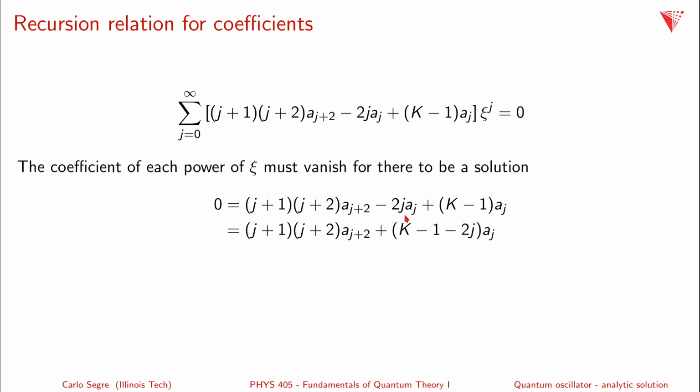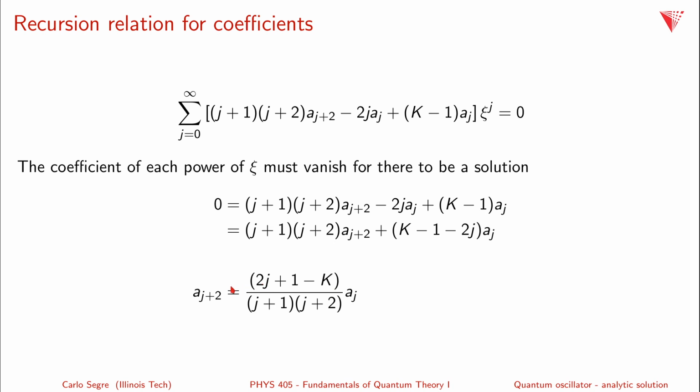Well, I can group the a sub j's, and I'm going to get j plus 1 times j plus 2 times a sub j plus 2 plus k minus 1 minus 2j a sub j. And that means I can solve for a sub j plus 2 in terms of a sub j. So if I know the a sub j, I can get a sub j plus 2, then I can put a sub j plus 2 in here and get a sub j plus 4. And this recursion relation is very useful because I can generate all the coefficients starting from the beginning. So I need one coefficient to generate all the even ones, one coefficient to generate all the odd ones.